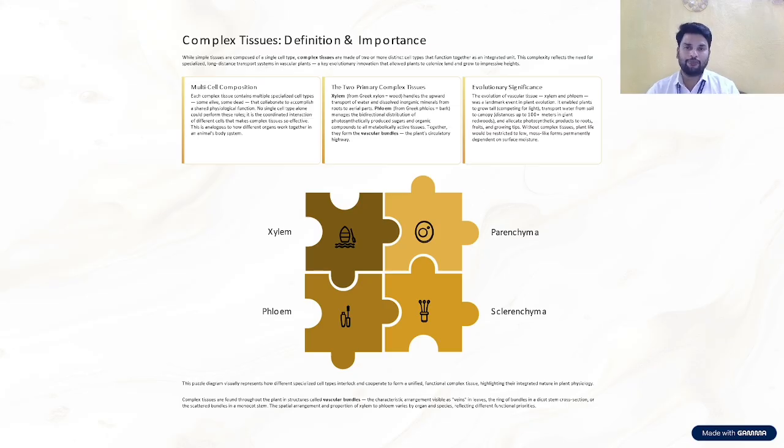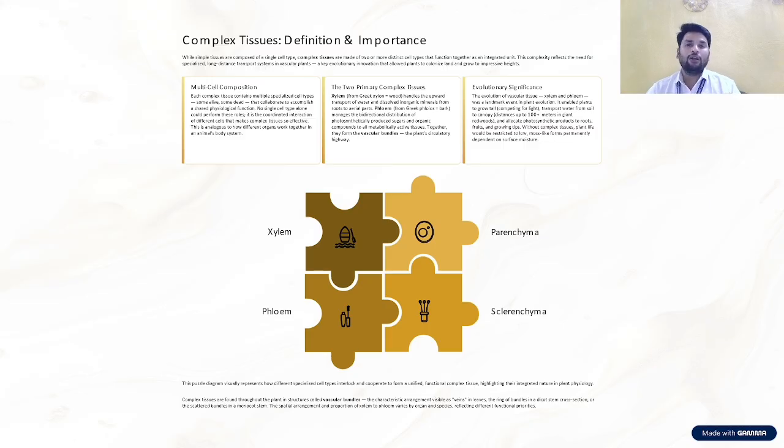Multi-cell composition. Okay, each complex tissue contains multiple specialized cell types. Some cells are living, some cells are dead, and they collaborate to accomplish sharp physiological functions. Not a single cell type alone could perform these roles. So that's why coordination and interaction of different cells make the complex tissue so effective. This is analogous to how different organs work together in an animal body system.